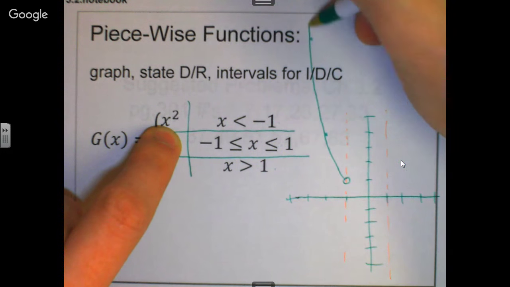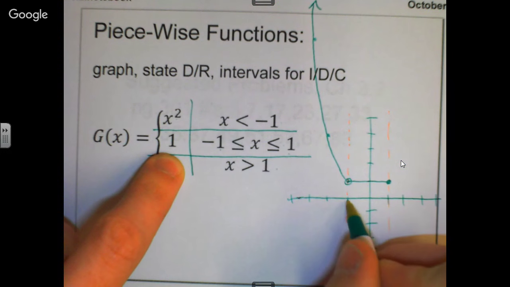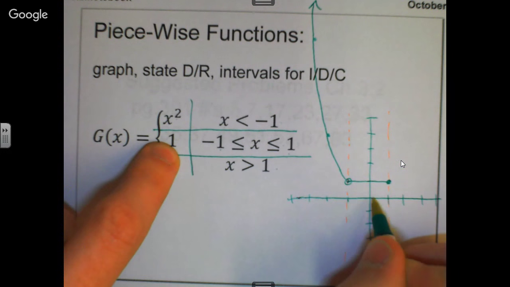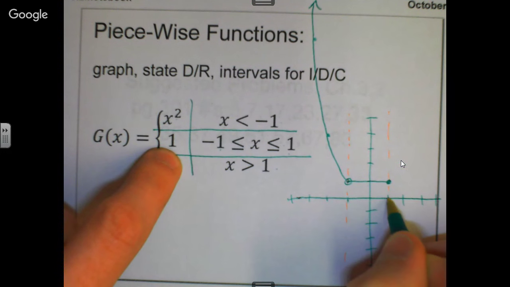From negative 1 to 1, between here and here, we're at 1. So no matter what number is in here, we're at 1. That includes this one all the way over to here, and that includes that one. That's a closed circle. If I plug in negative 1, I'm at 1. If I plug in 0, I'm at 1. If I plug in 1, I'm at 1. Doesn't matter. Now we've got x greater than 1. From here over, we have x. This is the equation that I use. So I'll plug in 1. At 1, I'm at 1.